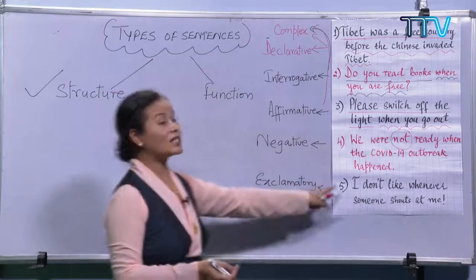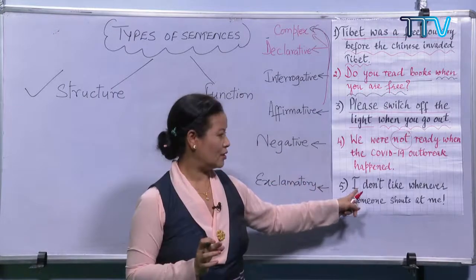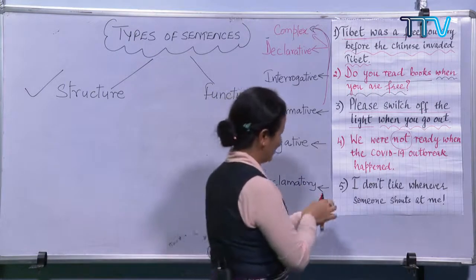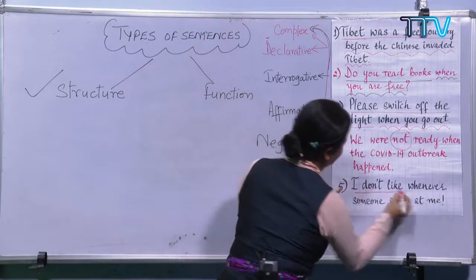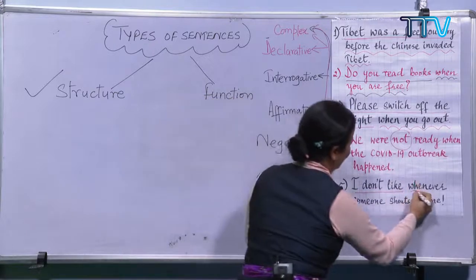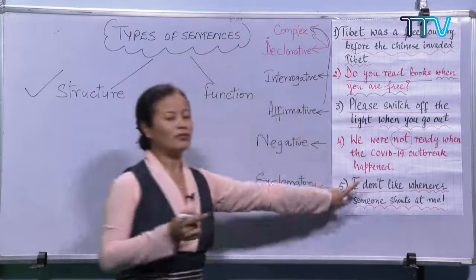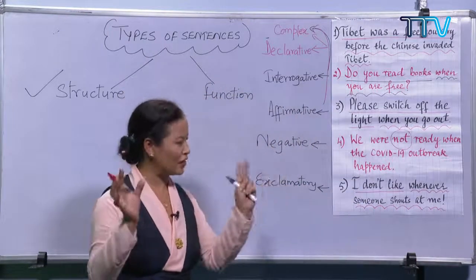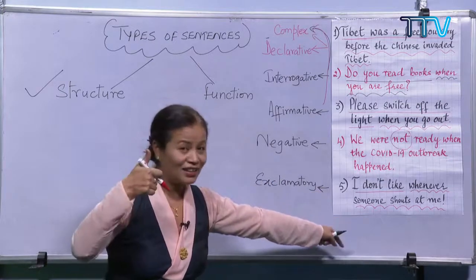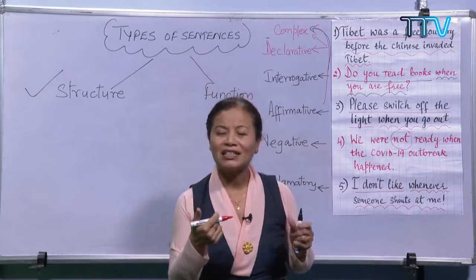Now if you look at the structure, how does this sentence look like? I don't like whenever someone shouts at me. Okay. I don't like. It's a clause. Now you decide which clause. Okay. And then whenever or when, right? Someone shouts at me. So there are two clauses in this sentence. You just identify which one is which clause. I don't like is an independent clause. Whenever someone shouts at me is a dependent clause.